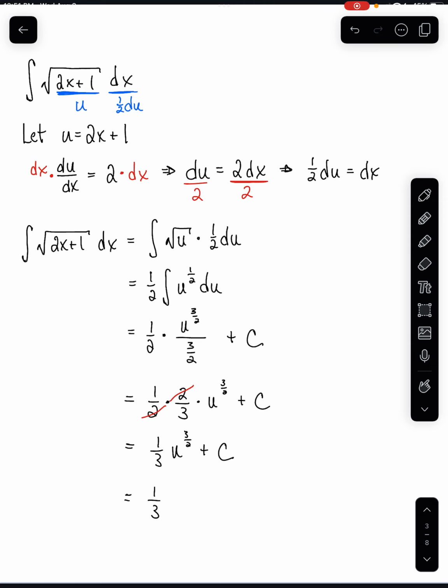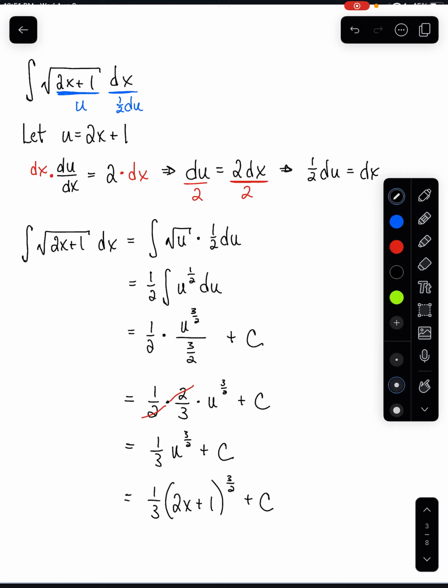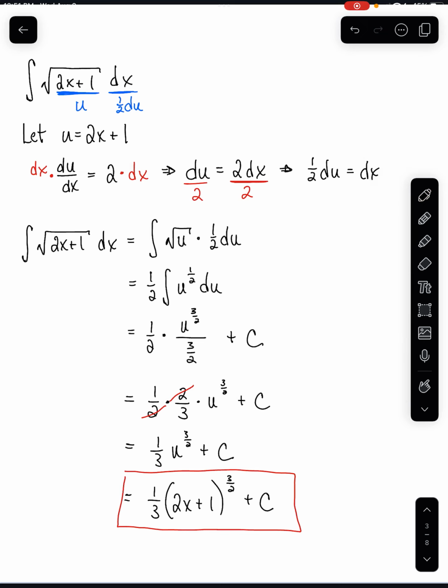And finally, we'll put our 2x plus 1 back in for u. And once again, you can easily check this answer by differentiating. I'll leave that to you to do, and assure you that we have done this correctly, and that is the correct result.